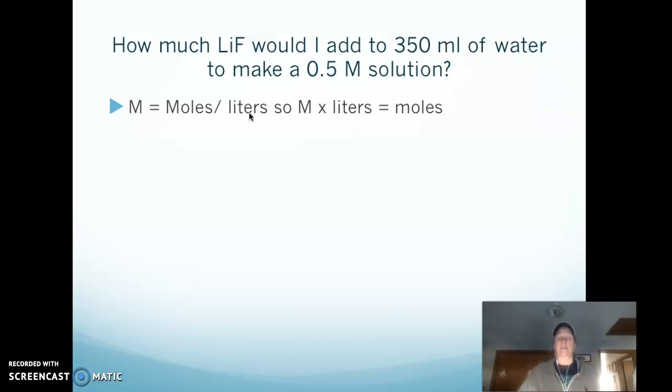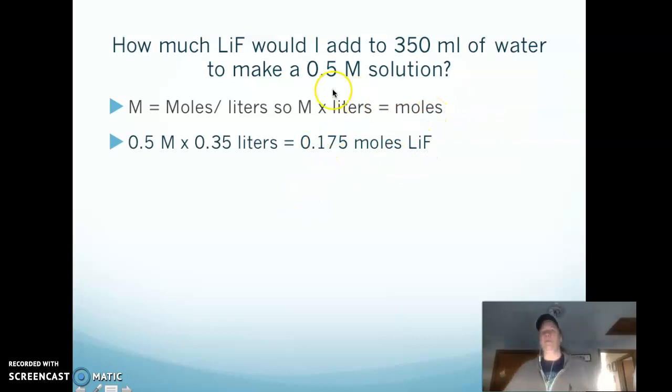If I make up a lab, it's going to say, okay, you need 350 milliliters of lithium fluoride and its molarity should be 0.5. So now I've got to go backwards. First, I know that molarity is moles over liters. So if I take molarity times liters, I get moles. That's step number one.